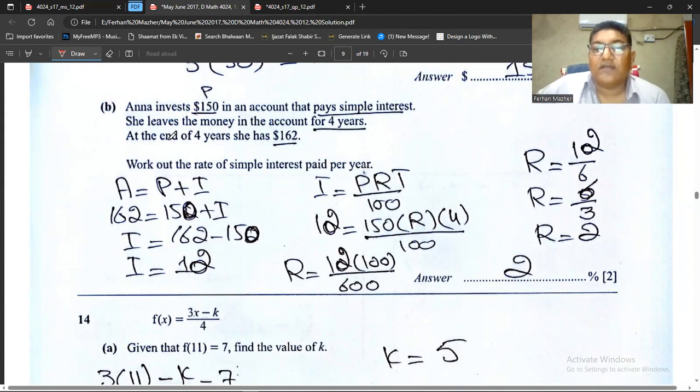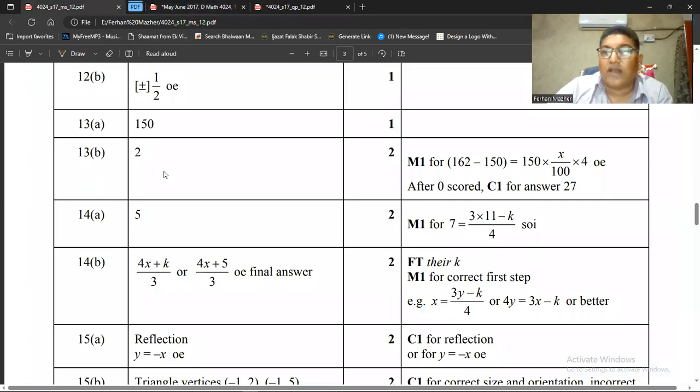So I is 12. 12 is equal to 150 times R times 4 divided by 100. So R will be 12 times 100 divided by 600. So R will be 12 by 6, so R will be 2. So the value of the rate is 2% per annum. So our answer is right.